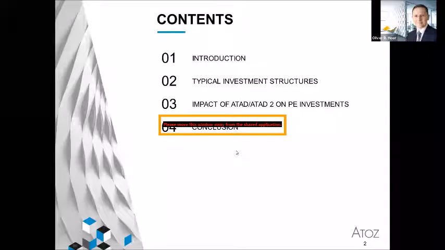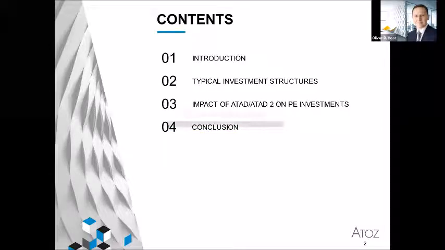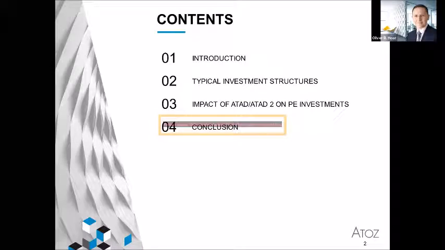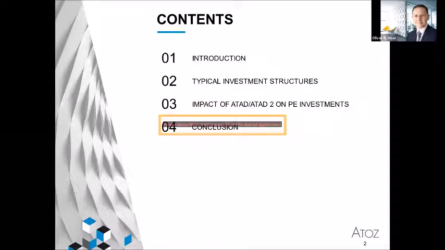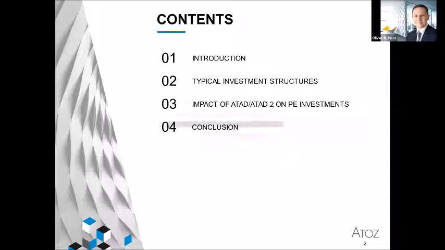Today's presentation will have 2 main parts. First we will speak about typical investment structures in private equity and real estate. I saw that we have a fairly diverse group of participants, so I will describe how we are typically structuring investments and what the key considerations are when structuring investments. And then the second main part will focus on the impact of the anti-tax avoidance directives on private equity investment. There are mainly 2 topics that will be discussed: the interest limitation rules and the hybrid mismatch rules.